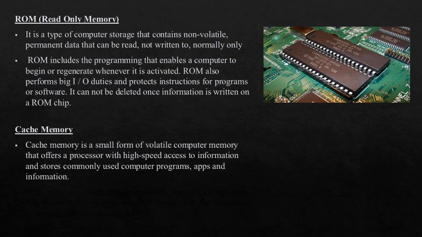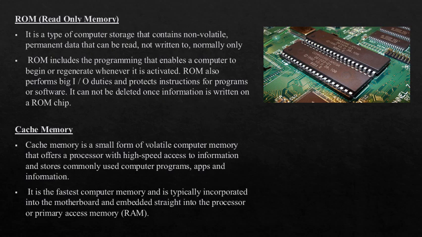Cache memory. Cache memory is a small form of volatile computer memory that offers a processor high-speed access to information and stores commonly used computer programs, apps, and information. It is the fastest computer memory and is typically incorporated into the motherboard and embedded straight into the processor or primary access memory, RAM.